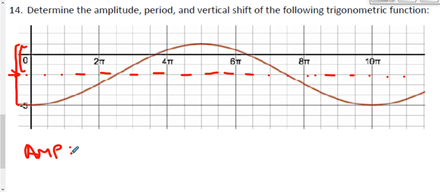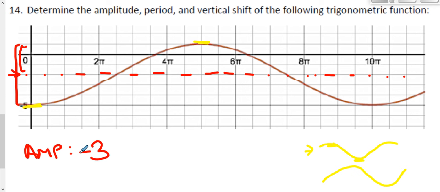But if you'll notice, this curve looks like the cosine function, as opposed to the sine function. So it looks more like cosine, except that cosine usually starts way up high and then goes down low. This function starts down low and then goes up high. This function has been flipped upside down, which means the amplitude is negative.